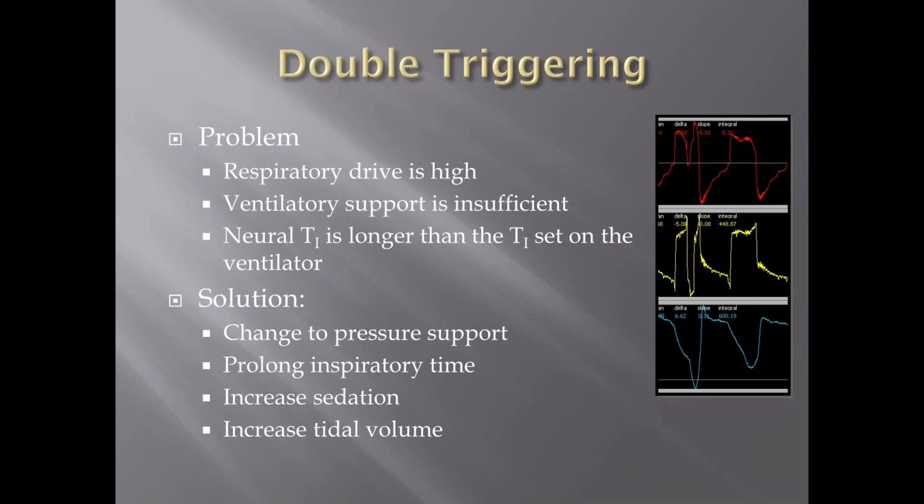So what can we do? We'll go through a few of these, with the drawbacks and the pros to each of them. You can change the pressure support, prolong inspiratory time, increase sedation, or increase tidal volume. What happens when you change the pressure support? Subsequently the tidal volumes will go up, right? So you'll likely decrease double triggering, but it might actually be harmful to your patient. Not so good. I found the best results from changing the inspiratory time, either from just changing the I:E ratio or changing the flow.